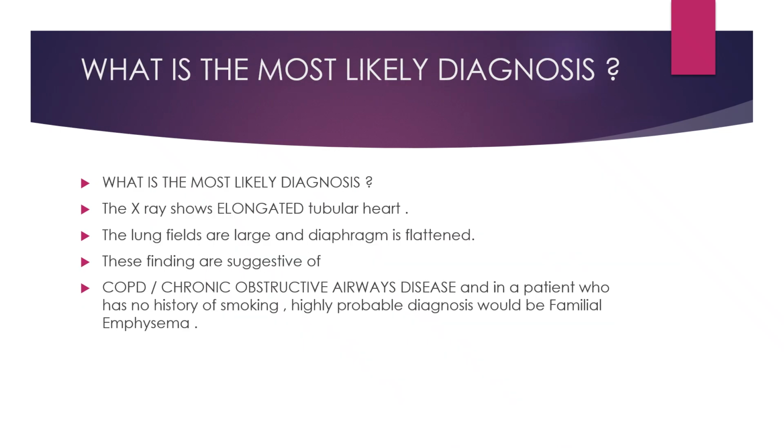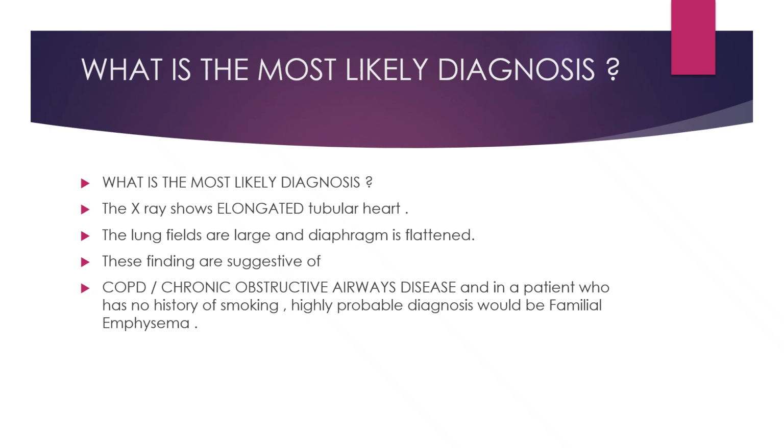So what is the most likely diagnosis given the history for this patient? We have seen that the X-ray shows an elongated tubular-shaped heart, large lung fields, and a flattened diaphragm. These findings are suggestive of COPD, chronic obstructive pulmonary disease. COPD has two types. One is chronic bronchitis, which usually takes place in smokers, and the other is emphysema, which may take place in smokers or non-smokers. Chronic bronchitis is out of the question in this patient as he doesn't have any history of smoking. Most probably this patient has emphysema.